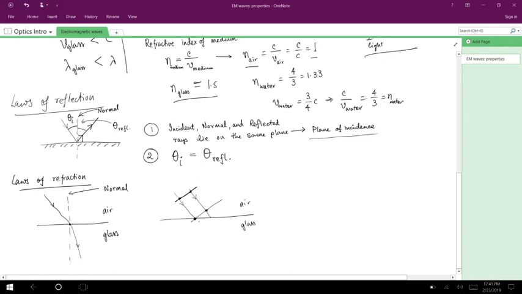Because of that, you can now think that this is going much slower, but this is going faster. In order for that to happen, this has to bend. If it bends, it gives enough time for the second ray to reach the surface before it also starts bending.